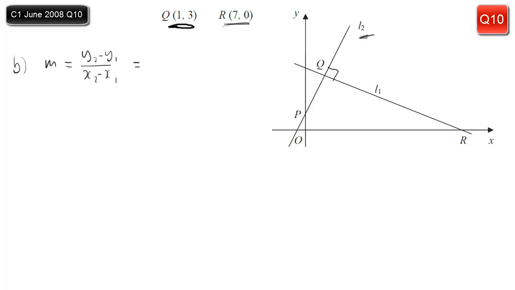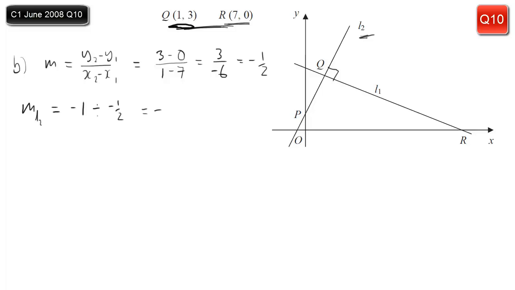Remember to get y on top. And the 2 points that I'm using are these 2 points, Q and R. So the y values I'm subtracting, 3 minus 0, and the x values, 1 minus 7. So that's 3 divided by minus 6, which is minus 1/2. So I want the gradient that's perpendicular to that. Okay, so I want the negative reciprocal of that. So my gradient for L2 is equal to minus 1 divided by minus 1/2.